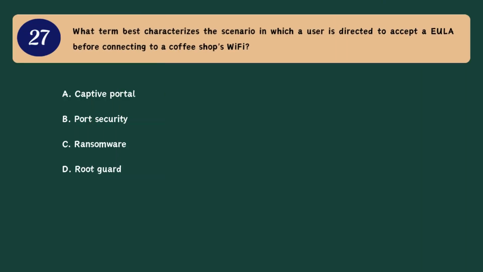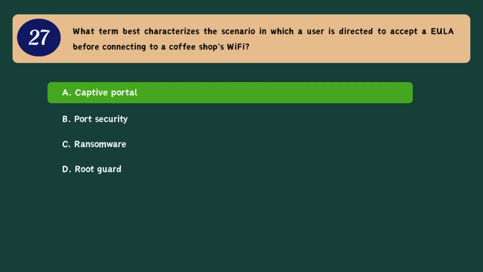Question 27. What term best characterizes the scenario in which a user is directed to accept a EULA before connecting to a coffee shop's Wi-Fi? A. Captive portal. B. Port security. C. Ransomware. D. Root guard. Correct answer. A. Captive portal.